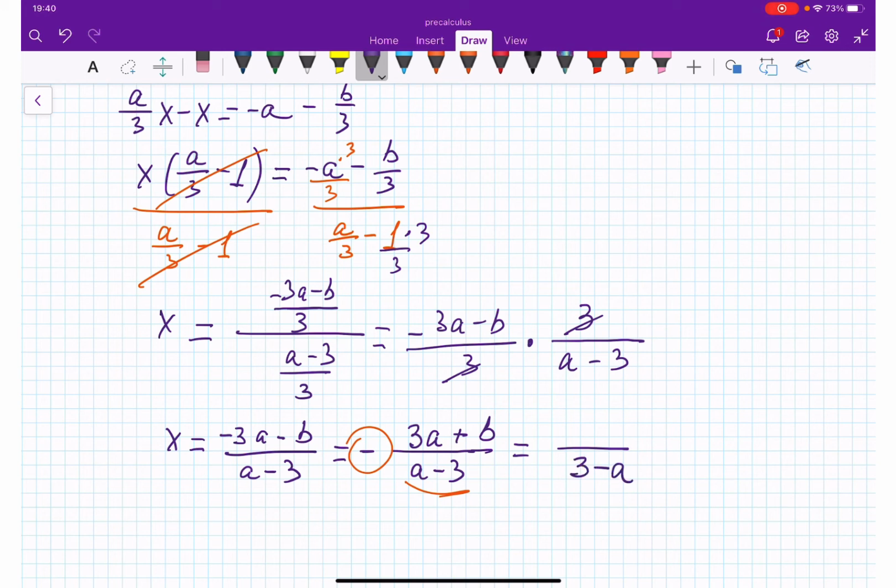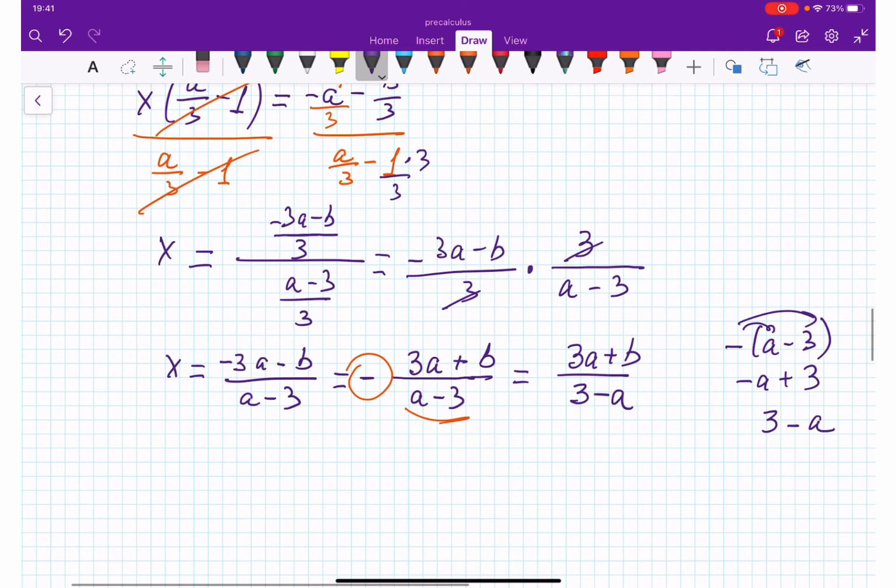Remember, if I have a negative sign and a minus 3, if I distribute it, I'm getting negative a plus 3, right? Or if I write down the first positive number 3 and then the next negative number, it will be 3 minus a, right? That's exactly what I did. And in the numerator I have 3a plus b, and in the denominator 3 minus a. So from here our answer is x is equal to 3a plus b over 3 minus a.